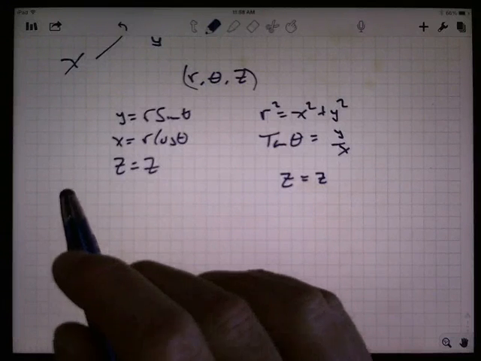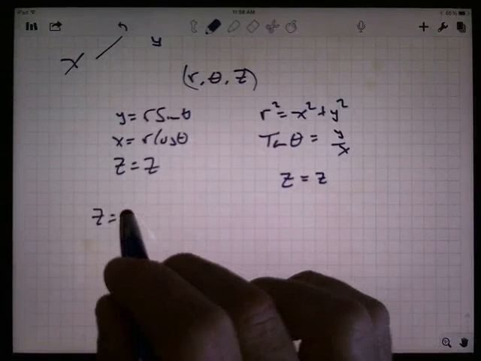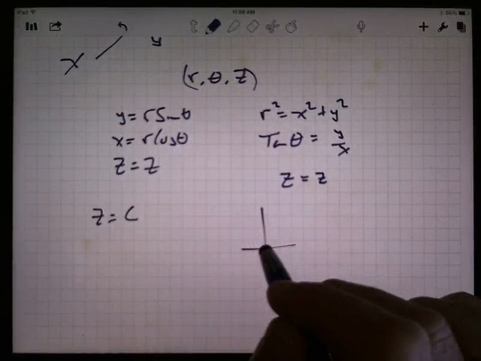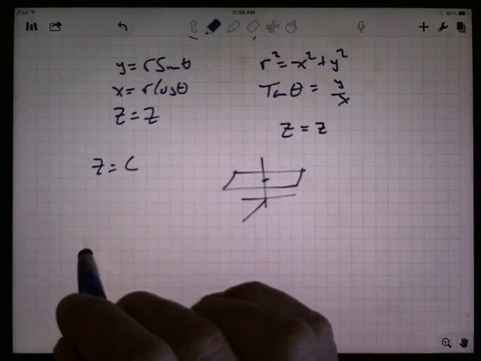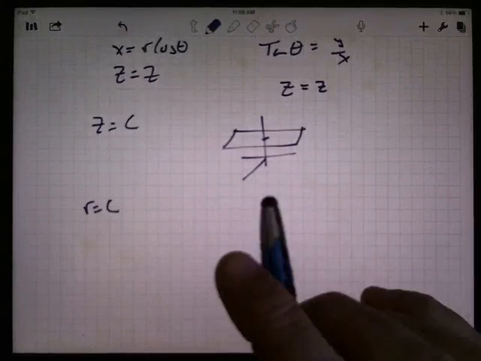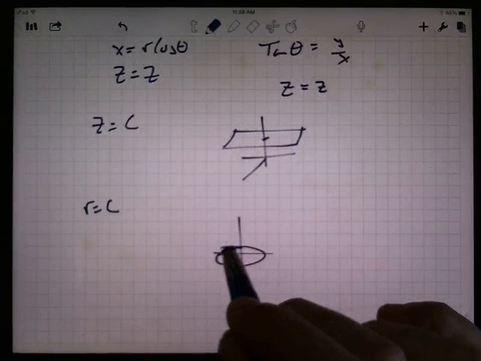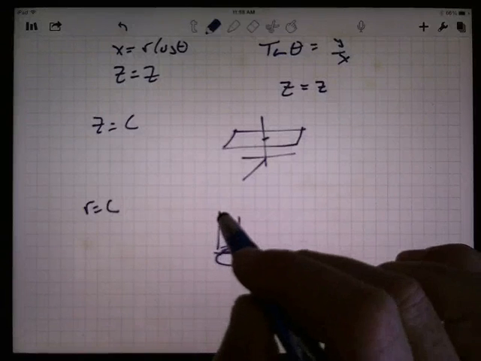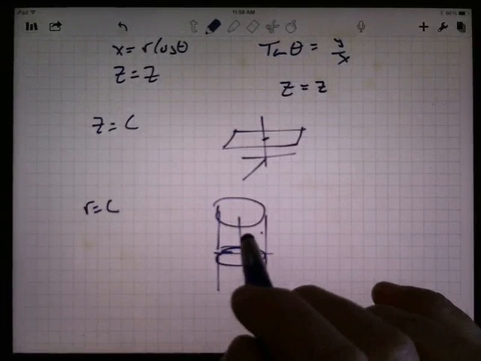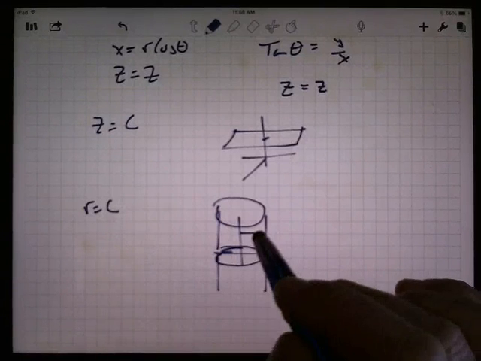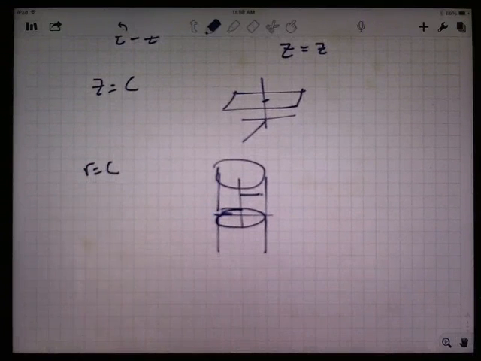Some basic graphs. If you just have z equals a constant, that's still a plane parallel to the xy plane. So up here, wherever that constant is, that's the plane. If you have something like r equals a constant, well, r equals a constant down in the xy plane would be a circle, because there's no theta in here. But now that circle becomes a cylinder, because for any point on that cylinder, the r coordinate is the constant. It doesn't matter what theta and z are. So cylinders are given by just r equals a constant.